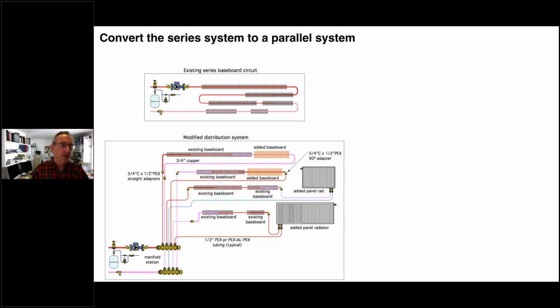And then we're going to bring that circuit back to a manifold using 1/2-inch PEX or PEX-aluminum-PEX. And that's a much easier tube to install compared to trying to do everything with copper. I don't want to say you can't do it with copper, but it's going to be quite a bit more time consuming and definitely more expensive than doing it with PEX. And you might say, well, gee, it was a 3/4 inch pipe going through the baseboard. How come I could do it with 1/2 inch PEX? Well, it's because you're only doing a portion of the system.